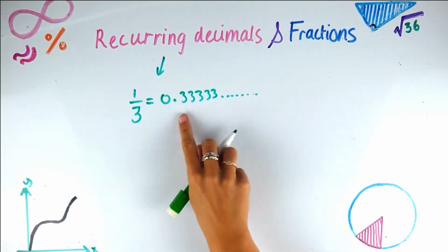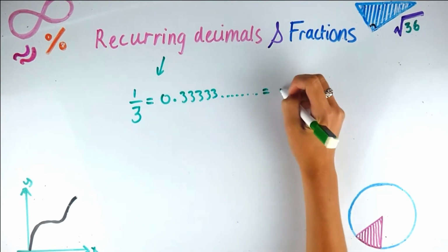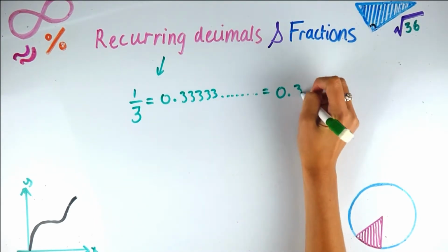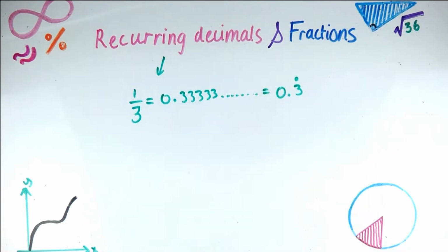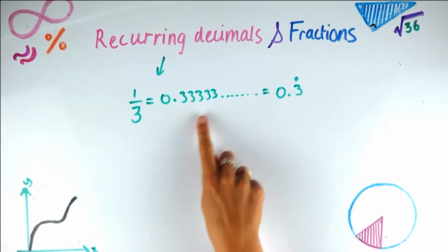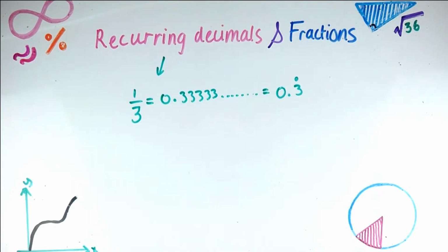So we say it's recurring because the 3 is recurring, but a simple way to write that is we put a dot on top. I don't know about you, but I don't want to spend my life continually writing 3. It's not worth it. Okay, let's look at another example.